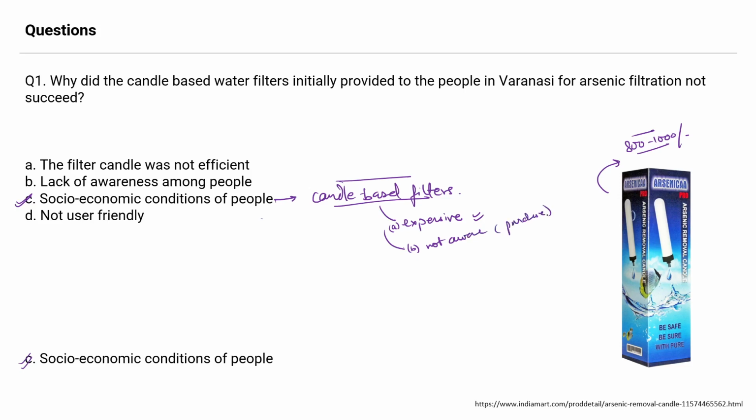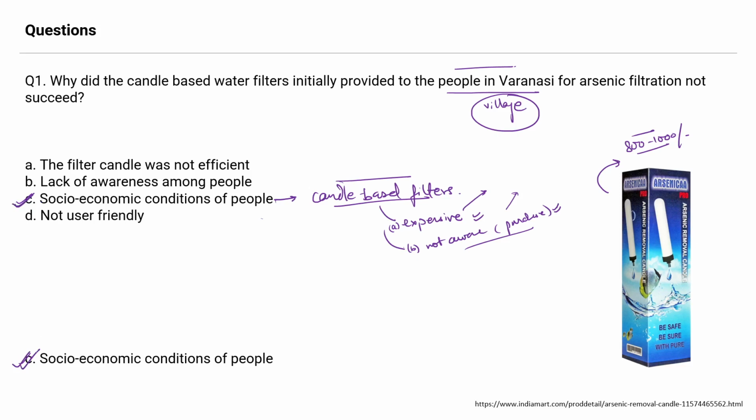That's what has been mentioned in the lecture. So there were two reasons why it could not meet the socioeconomic criteria of the people. It was expensive. 1,000 rupees just for one filter is too much for them, and they were not aware where to go or how to find these. It was not readily available, because we are seeing the context of Varanasi, in the village areas. So perfectly said. Option C is the correct answer.